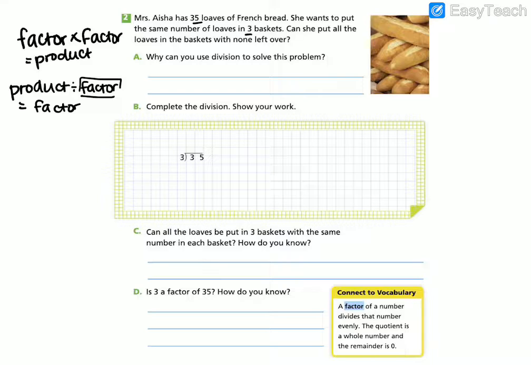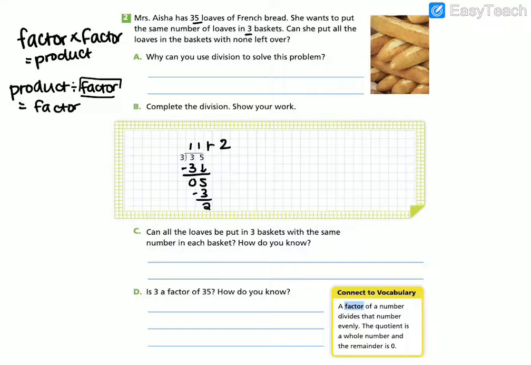If you need more time, pause the video. We're going to go ahead and complete the division now. Pause the video to complete the equation and press play to check your work. You should have gotten the answer as 11 with a remainder of 2.